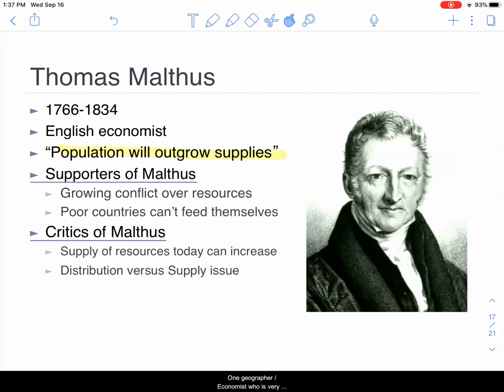Now, one geographer and economist who was very concerned about population growth back in the 18th century was Thomas Malthus. His theory, simply put, was that population is going to outgrow the supplies. He was really worried that if we have this unchecked population growth, eventually we're going to run out of food, water, and resources, and it's going to create a lot of misery for people around the earth.